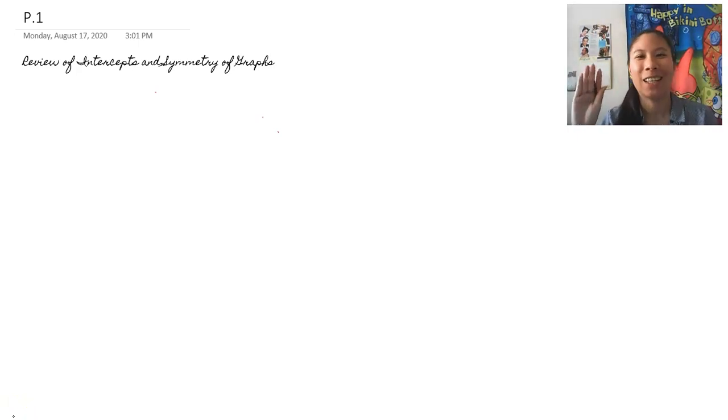Hi everyone. I wanted to start off with a review of intercepts and symmetry of graphs. So when I say intercepts, I mean x and y intercepts. So hopefully you remember that x-intercepts are just the spot on the graph where the graph is going to cross the x-axis. In order to find it, you want to set y equal to 0 and then solve for x.